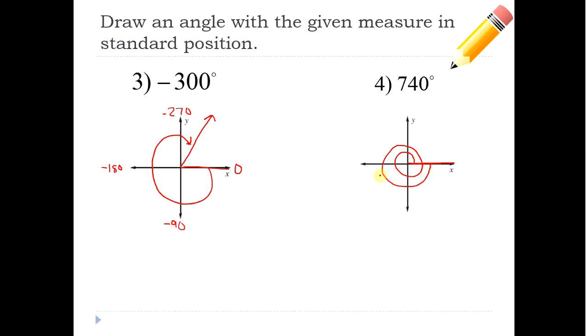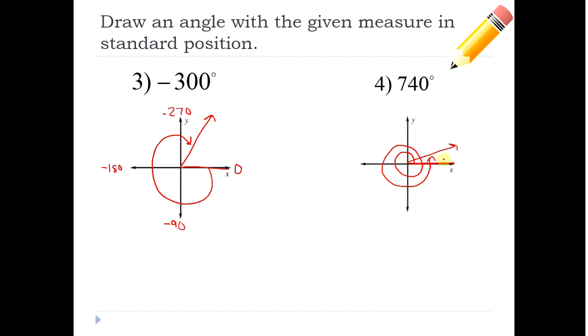So then I'm going to draw my 20-degree reference angle, which is roughly about right there, and finish the rest of my spin. Whoops. So I went around twice to get to 740. That's why I have my angles, my spinning there to show that I went all the way around.